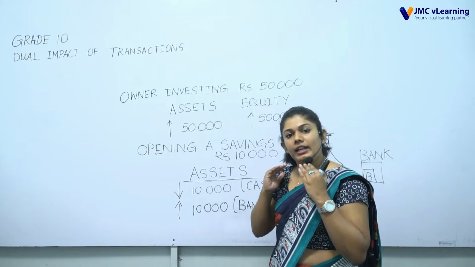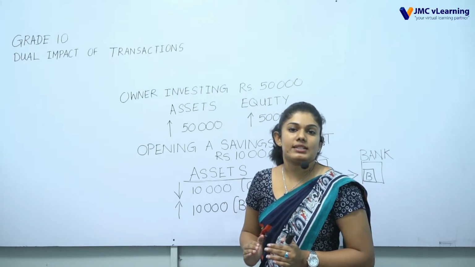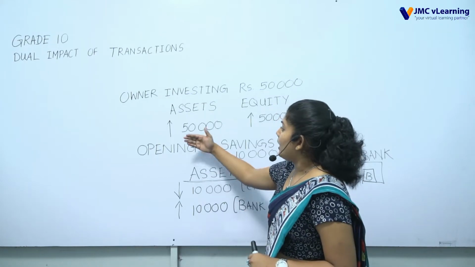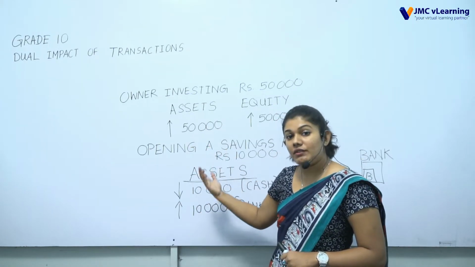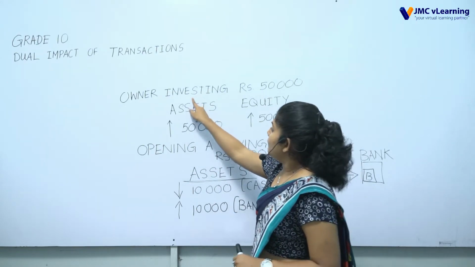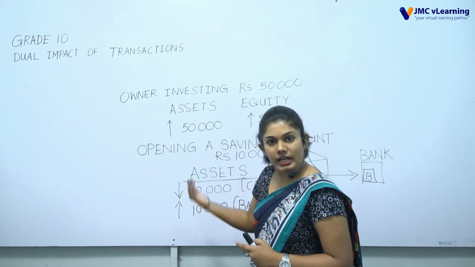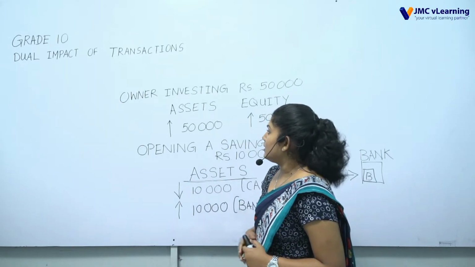You can take any transaction we discussed, or in our previous examples, in our previous calculations. Here, I took a very familiar one, investing capital. But you can take any transaction and check this. Let's take cash sales.